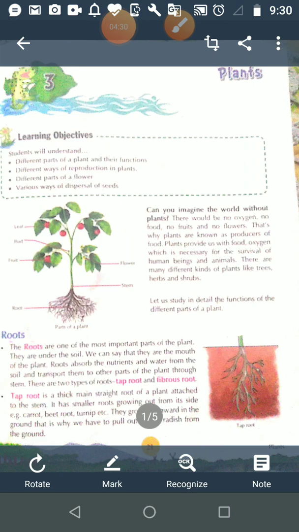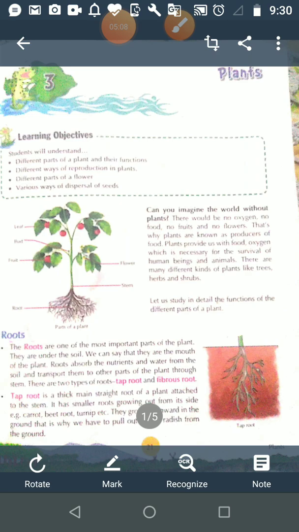Now the shoot has stem, branches, leaves, buds, flowers, and fruits. What are the different parts of the shoot? Stem, branches, leaves, buds, flowers, and fruits.